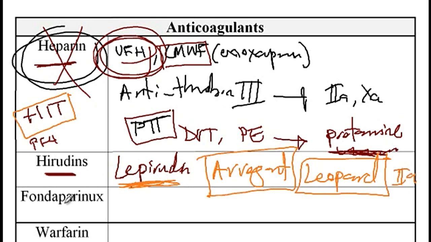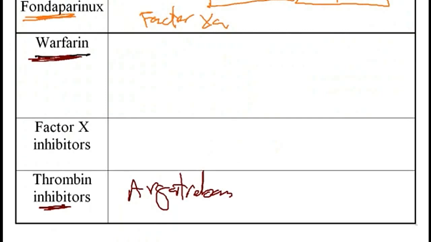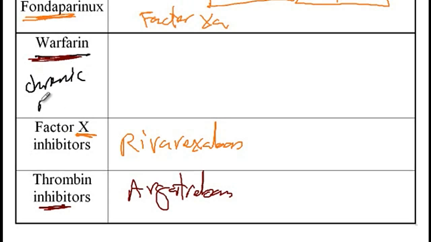The next medication is fondaparinux, which is a factor 10A inhibitor, and this is supplied via routes other than the oral route. But then there are also factor 10 inhibitors like rivaroxaban, which can be administered via the oral route, and it still inhibits factor 10A. And then another important medication, as I just discussed, is warfarin, which is used for chronic anticoagulation.